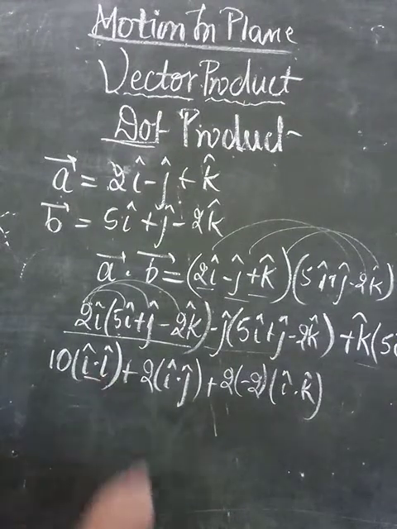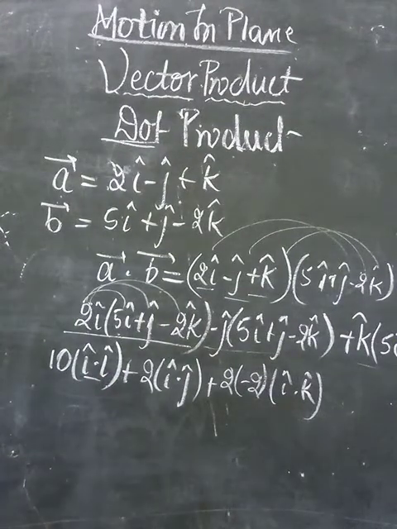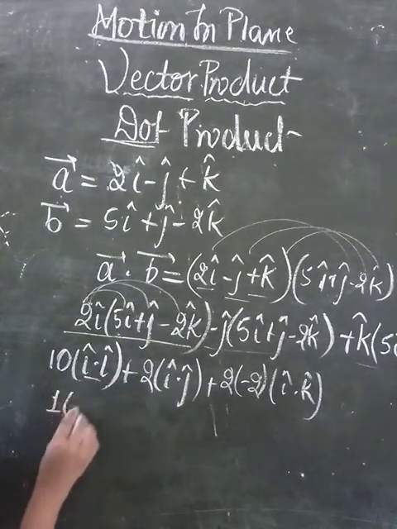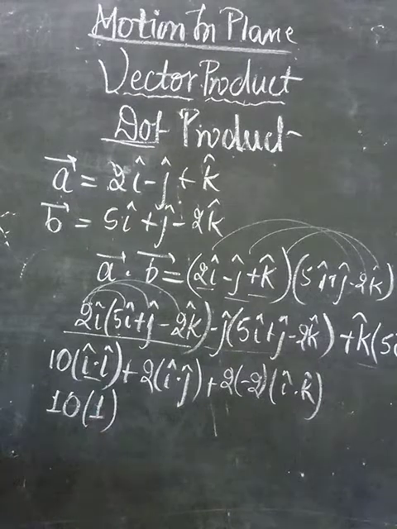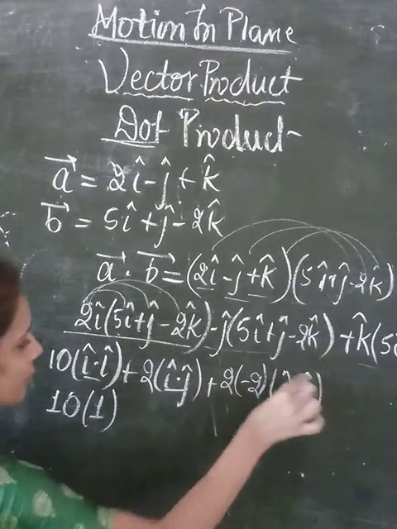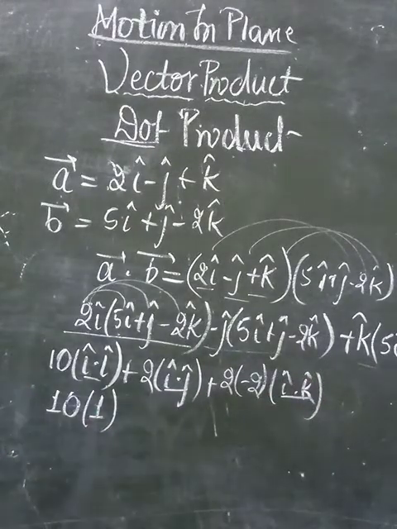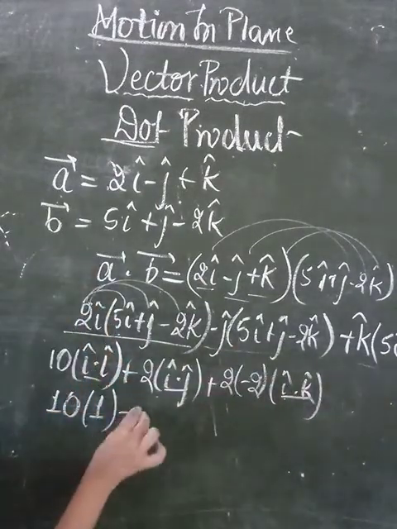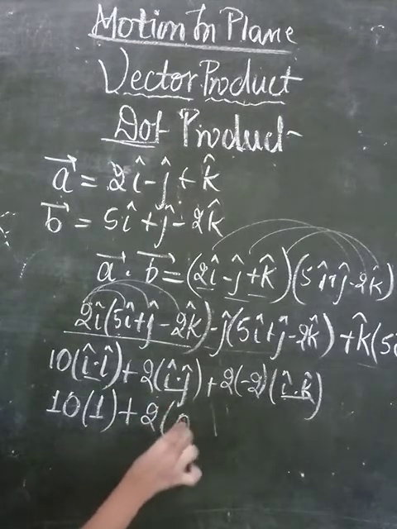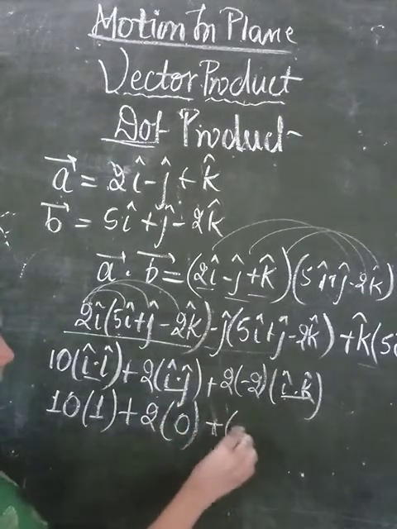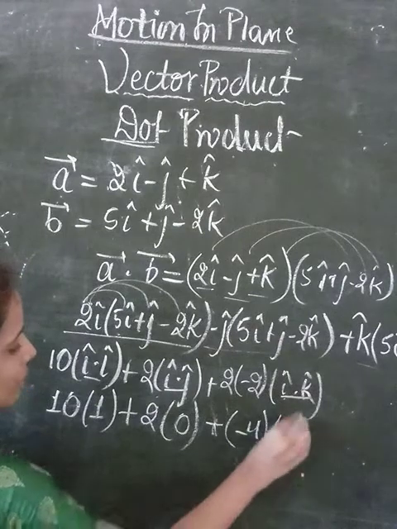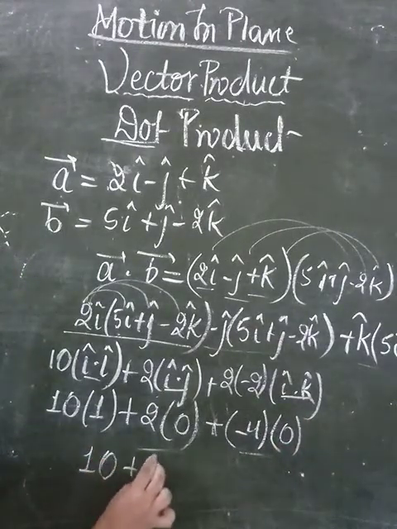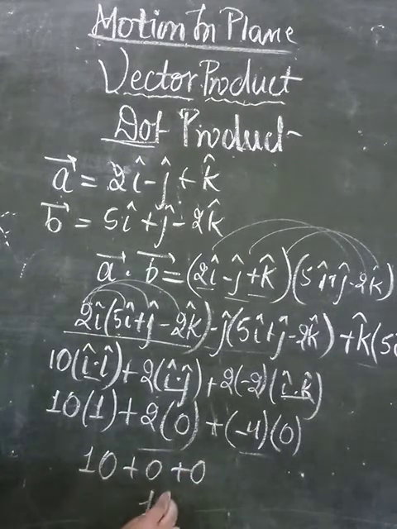Now see this one bracket first, then you will be solving the similar other brackets also. Here we have learned that i dot i is 1. Whenever the direction is the same, it is given as a scalar quantity. So i dot i will be 1, then 10 into 1. But we have read that whenever the directions are of different axes, then the dot product will be 0. Then i dot j is also 0 and i dot k is also 0. So we can write 2 into 0 plus minus 4 into 0. When multiplying by 0, it is given as 0. So 10 ones are 10 plus 0 plus 0, it will be 10.